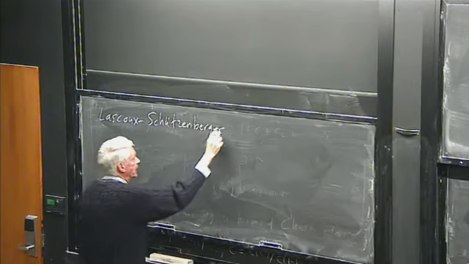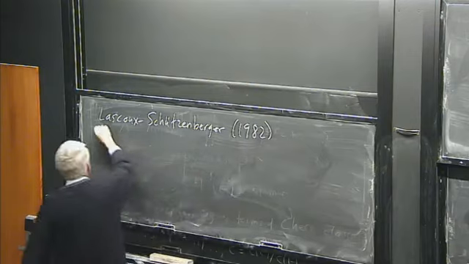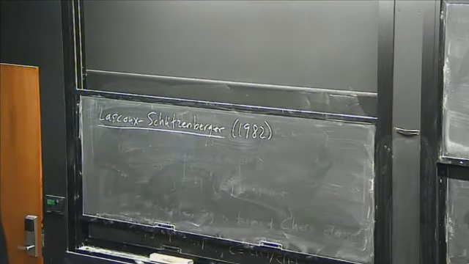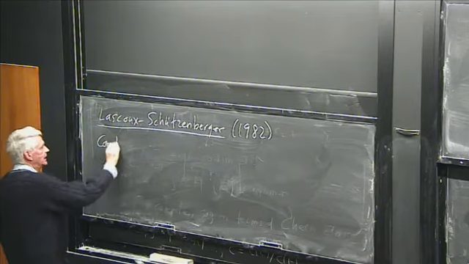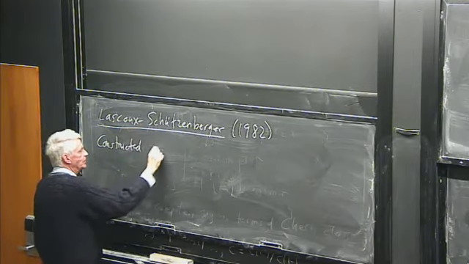Lascoux and Schützenberger in 1982. Lascoux certainly knew about flag varieties and talked about them sometimes, but the papers they wrote were entirely combinatorial, in fact pretty hard to read, but they constructed what they called double Schubert polynomials.